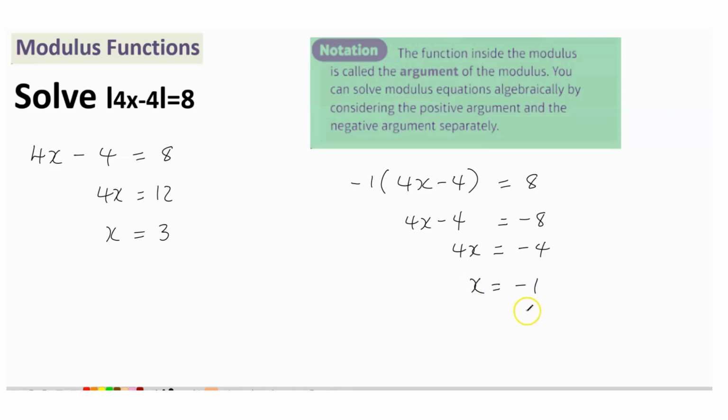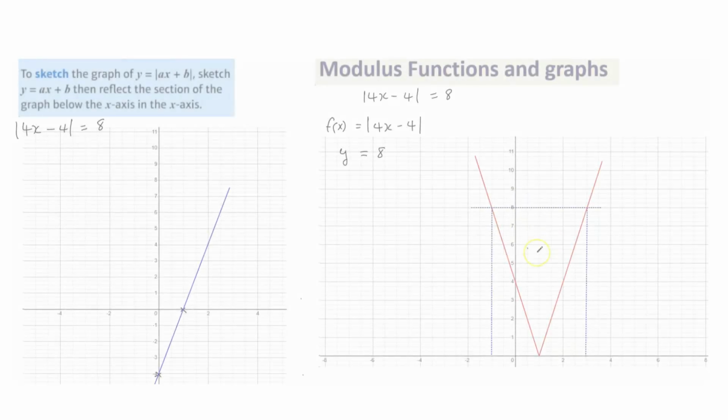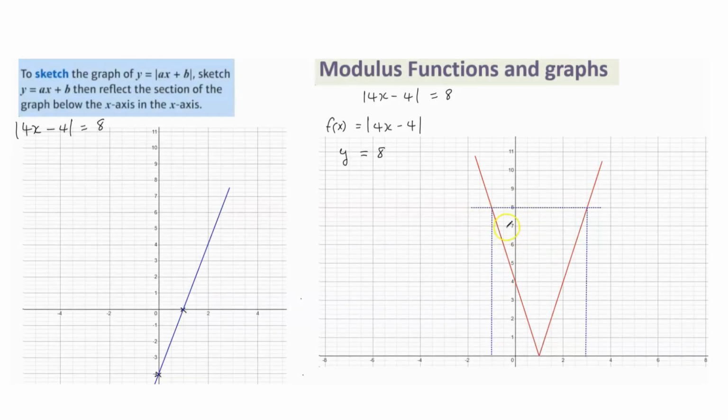Now let us look at the graphical solution of this, how we graph it. Before I explain the solution over here, let us quickly recap how to sketch a graph of the modulus of 4x minus 4. So here, in order to sketch a graph of this form where y is equal to the modulus of ax plus b, we sketch a graph of y equals ax. Therefore, we need to sketch a graph of y equals 4x minus 4.